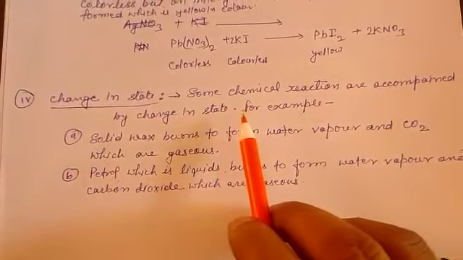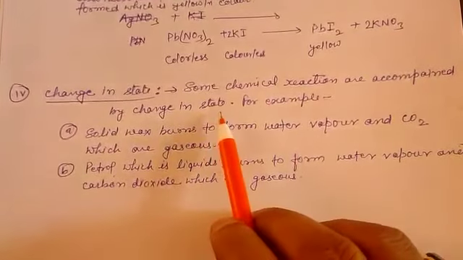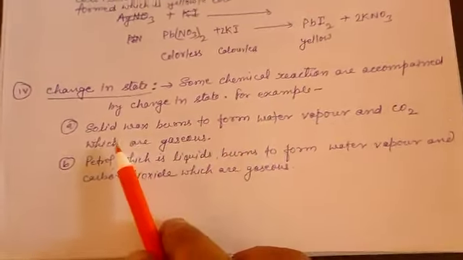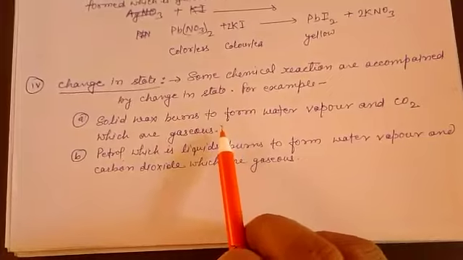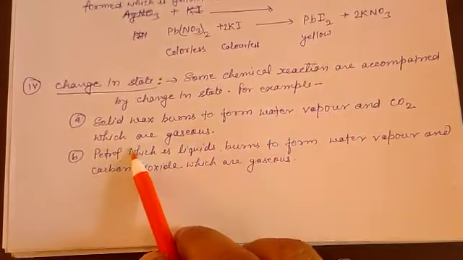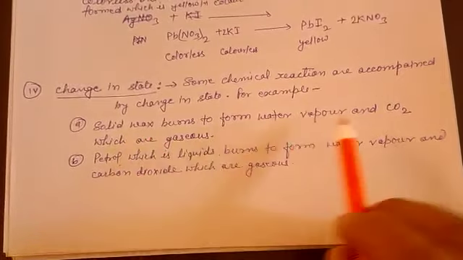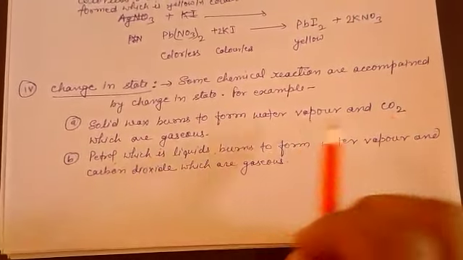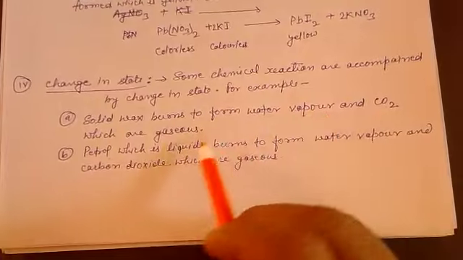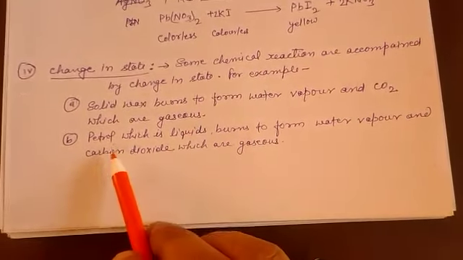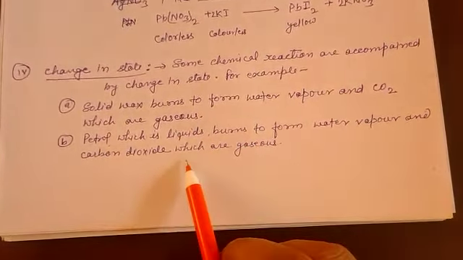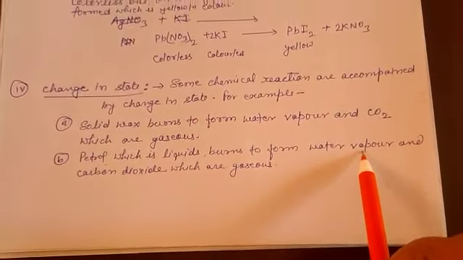Now, fourth one is the change in state. Some reactions are accompanied by a change of state. For example, when a solid wax burns, it forms water vapor and carbon dioxide, which are gases. When you burn a solid wax, it gives you carbon dioxide and water vapor, which is a gas, right? Similarly, when petrol burns, it gives carbon dioxide and water vapor, which is also a gaseous form.